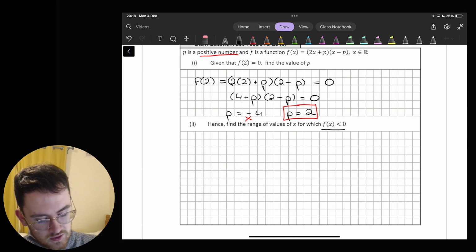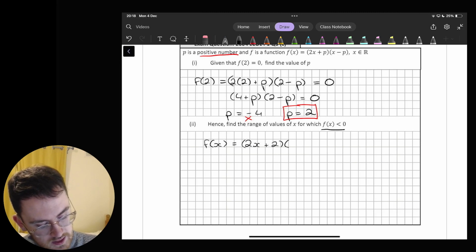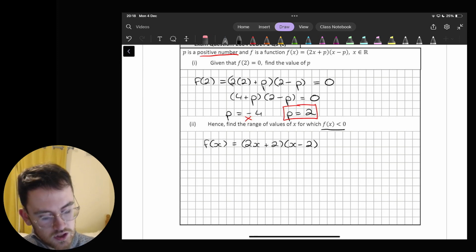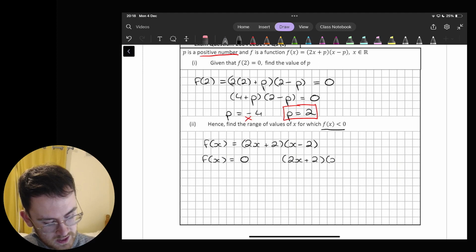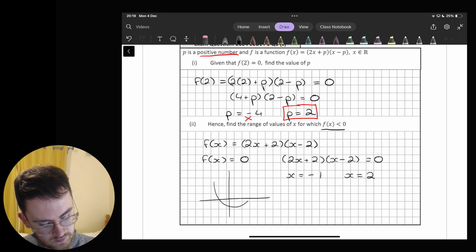So let's just set up my function f of x first of all. So it's 2x plus 2 times x minus p, or x minus 2, excuse me, x minus 2. Okay, I want to first of all get the roots. So the roots would be where this is equal to 0. So where my 2x plus 2 and my x minus 2 is equal to 0. So x is going to be -1 or x is going to be 2.